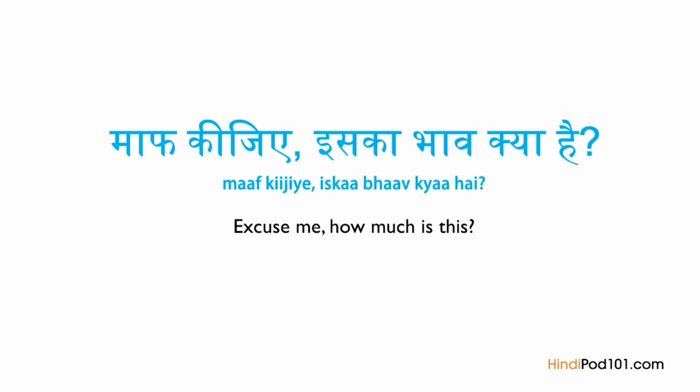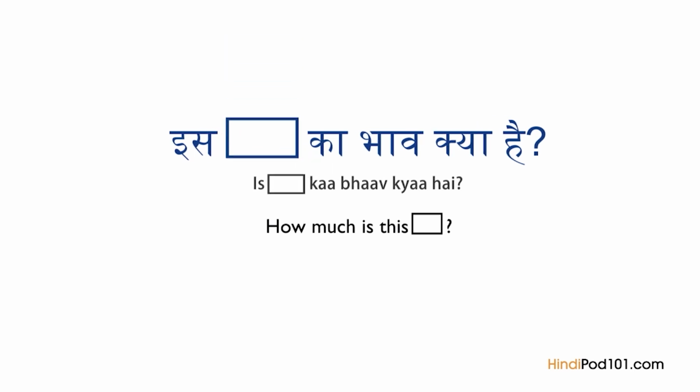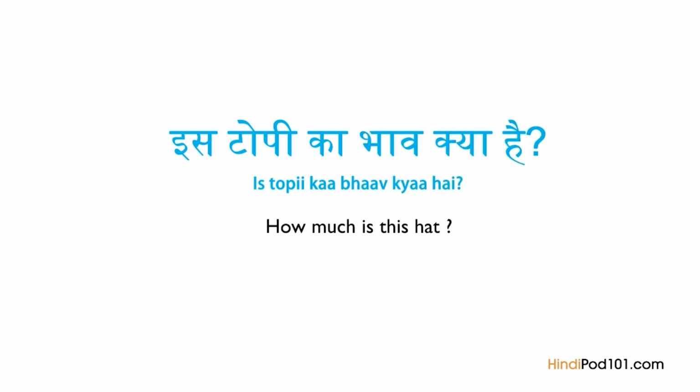If we want to be more specific when asking how much is this and refer to a certain type of object, we just need to insert the object in between the word iska, between is and ka. Let's see an example. Suppose you want to buy a hat in the market. Hat in Hindi is topi. So, how much is this hat? इस टोपी का भाव क्या है?